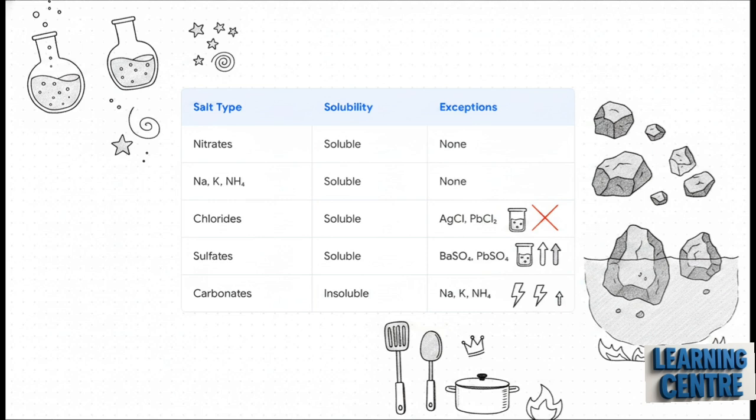Now, most chlorides and sulfates will dissolve nicely, but you've got to watch out for those tricky exceptions, like silver chloride or barium sulfate. On the flip side, most carbonates are completely insoluble, basically acting like rocks in water, unless they happen to be paired with sodium, potassium, or ammonium. Knowing these rules is crucial because they tell us exactly which cooking method to use.